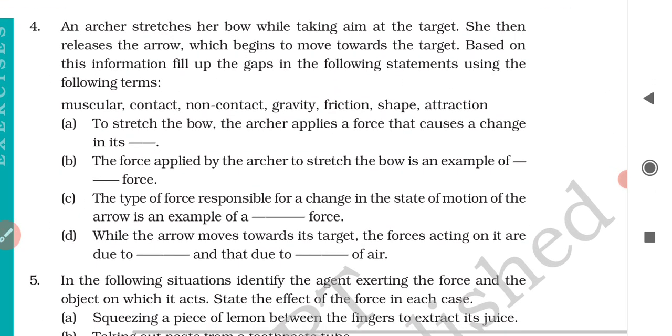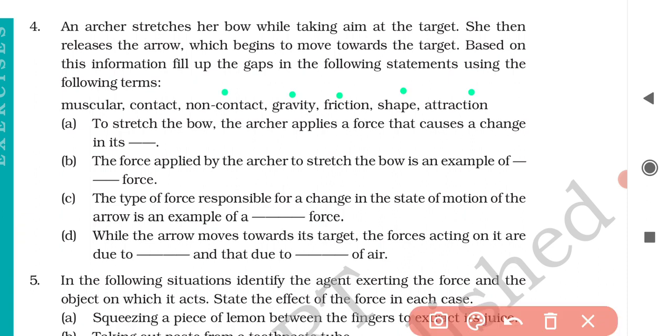An archer stretches her bow while taking aim at the target. She then releases the arrow, which begins to move towards the target. Based on this information, fill up the gaps in the following statements using the following terms. So there are some terms given to you, that is muscular, contact, non-contact, gravity, friction, shape, attraction. Using these terms you have to fill up the gaps in the sentences below.